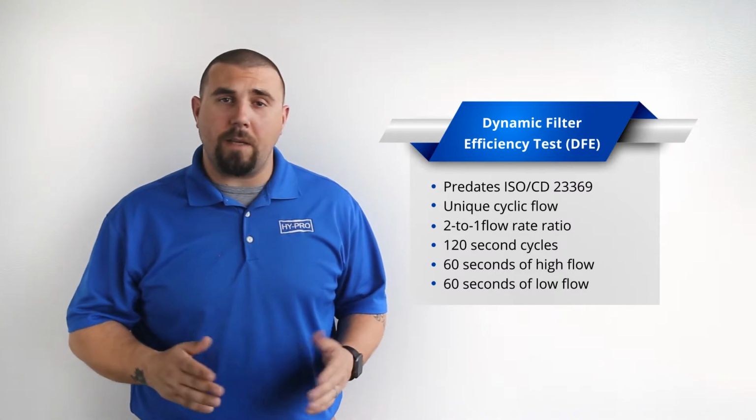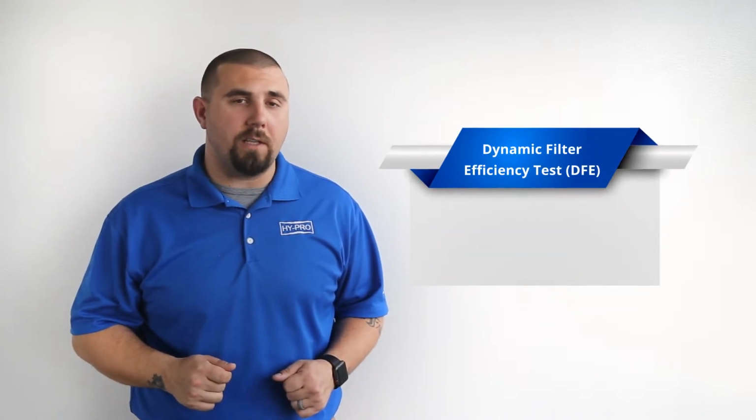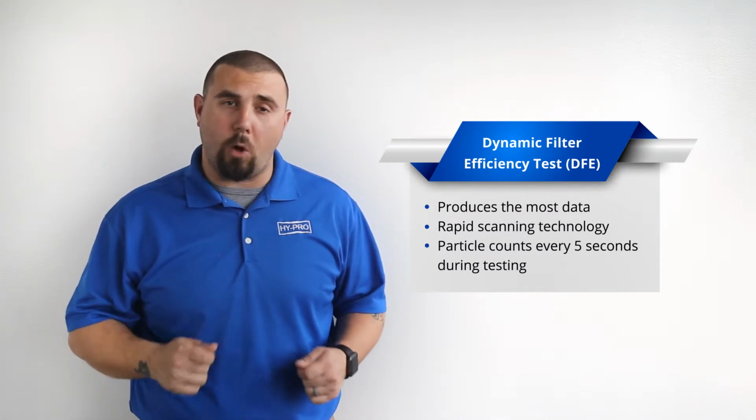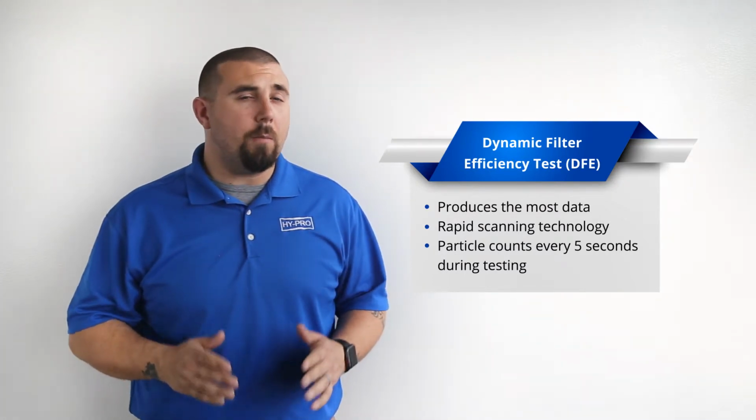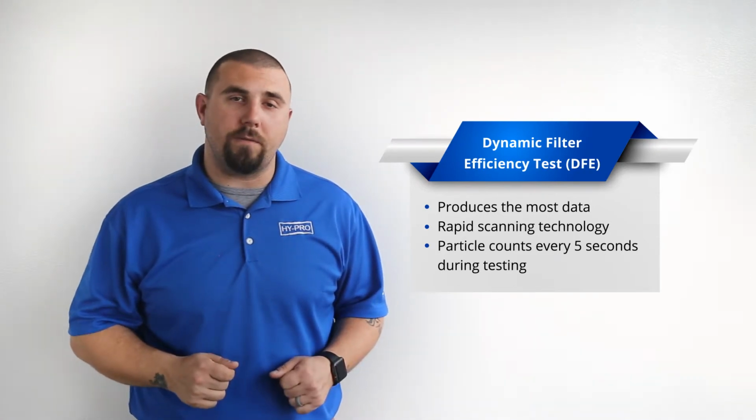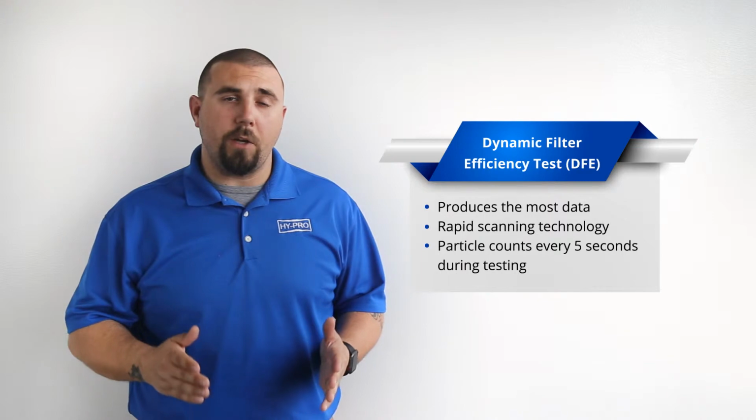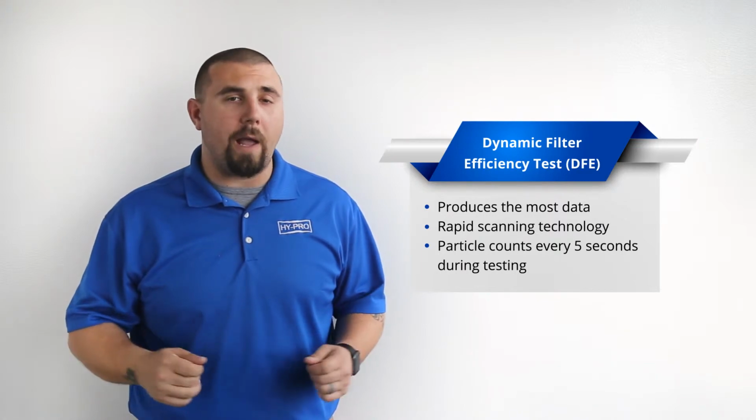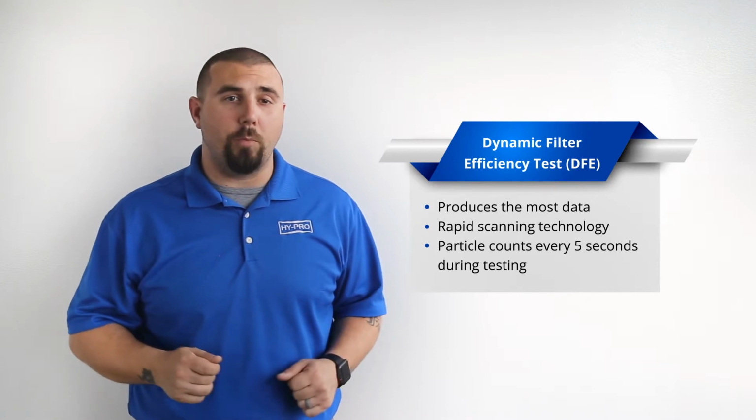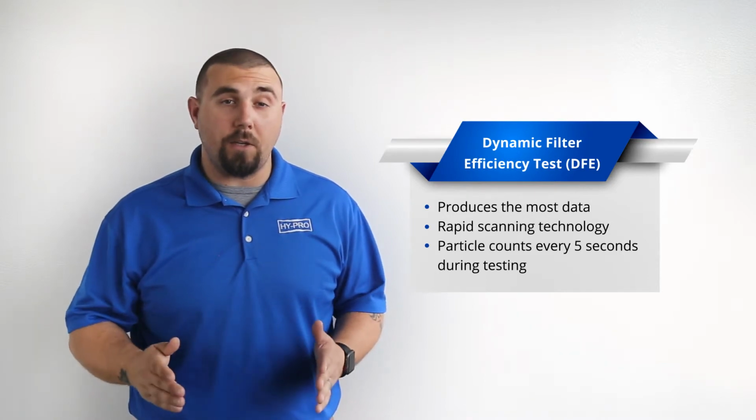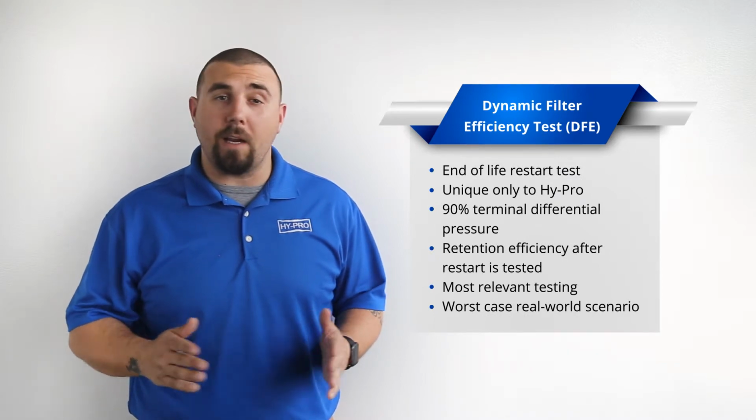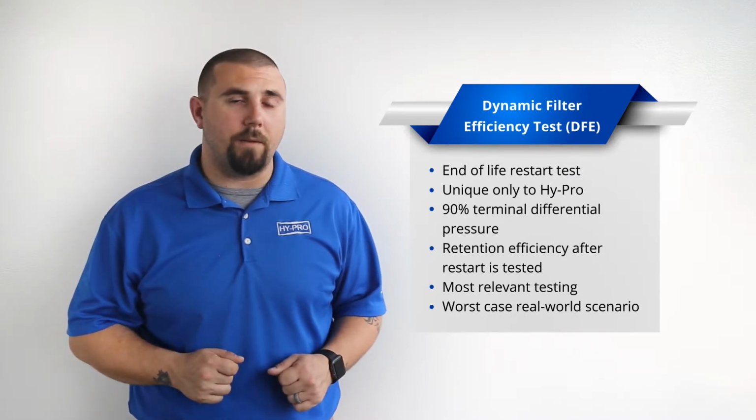The list of things that make this test different from the others starts and ends with data. Hypro's DFE testing produces more useful data than all other testing methods combined by using rapid scanning technology that counts particles every 5 seconds of testing. This level of counting creates data such as overall average beta ratio, transitional beta ratio, and both high and low pressure beta ratio. And in addition to this data, Hypro also includes an end-of-life restart test that cannot be found in any other forms of testing.